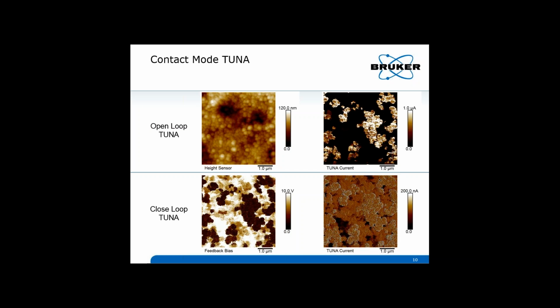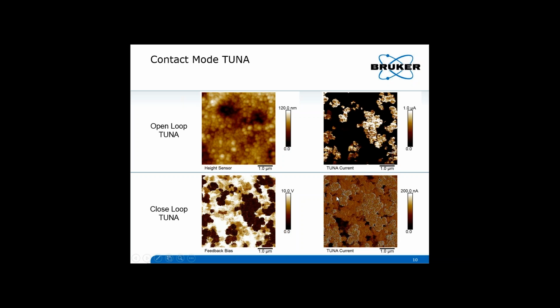For TUNA and the contact mode, we have both open-loop TUNA and closed-loop TUNA. Here is an example of the image taken on the floppy disk. The left side is the height sensor image. And the right side is the TUNA current image. As we can see here, the bright region is the more conductive area, and the dark region is the less conductive area.